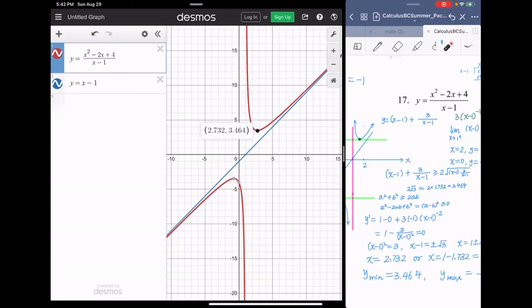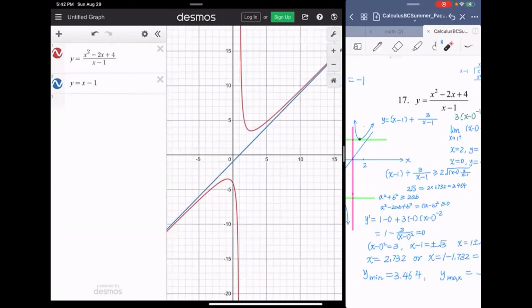Right now, we don't use the calculus way because we haven't done those hard stuff yet. We just use a calculator to find the minimum and the maximum, okay? These 2 points are called the local minimum and local maximum, okay?